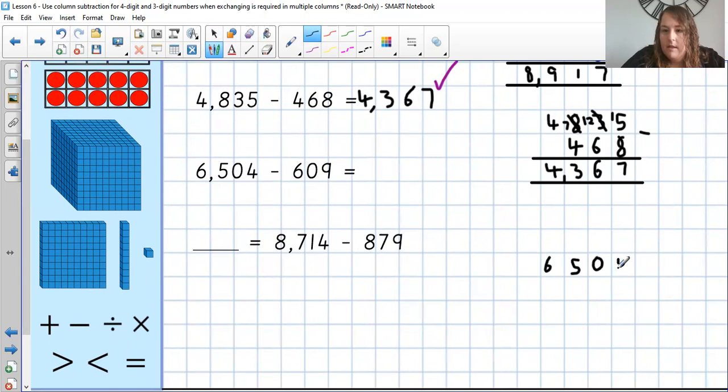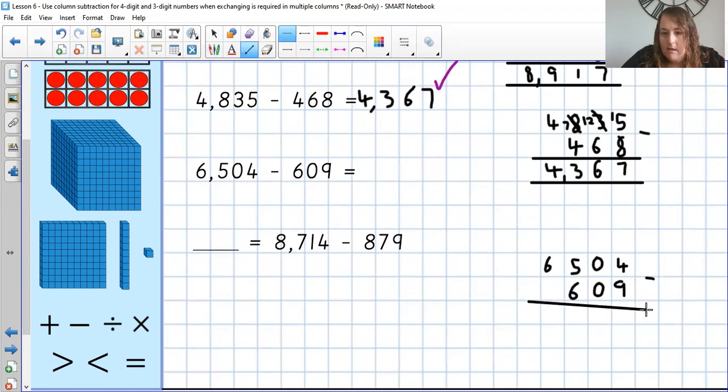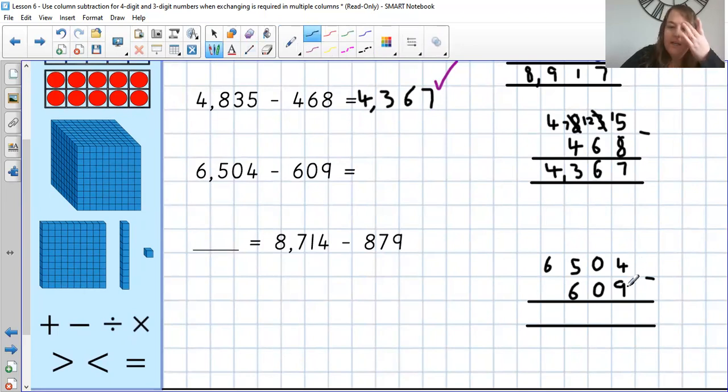6,504. And I'm going to be subtracting 609. And again, popping my equals lines on. I've lined up those, I've checked my columns, I've got my subtraction sign. So we start 4, take away 9. I can't do. But this one might have been a little bit confusing.